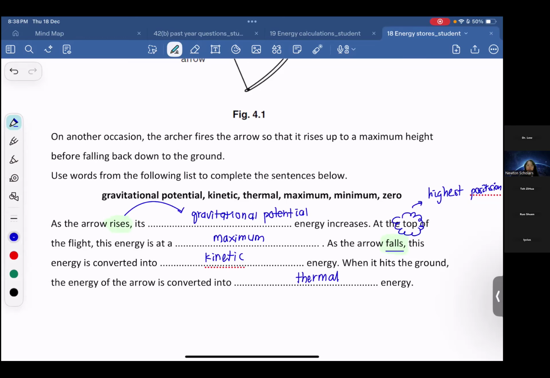When it hits the ground, it is no longer moving, no height, no position. At the lowest position, there is no kinetic energy and no GPE. So where is the energy going? Going to the surroundings as thermal energy. Okay, is that clear? If okay, we go to page number 14.